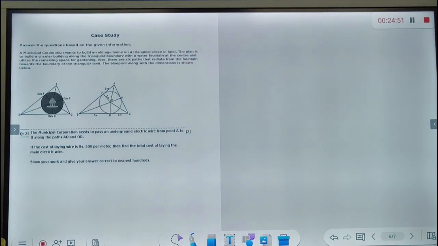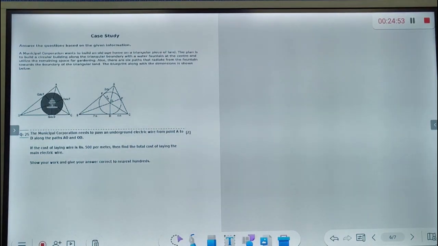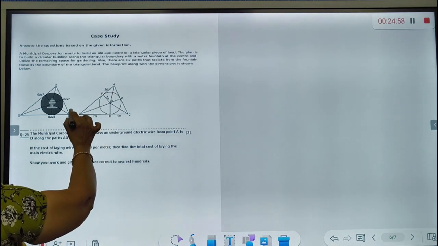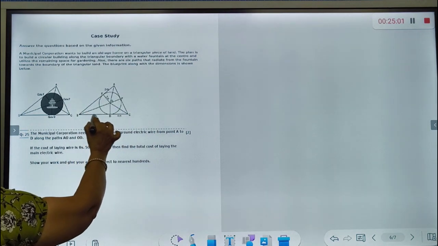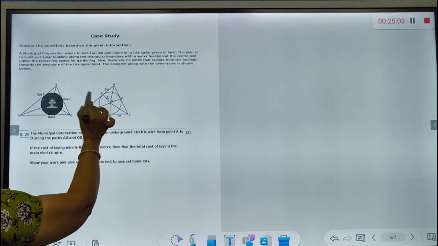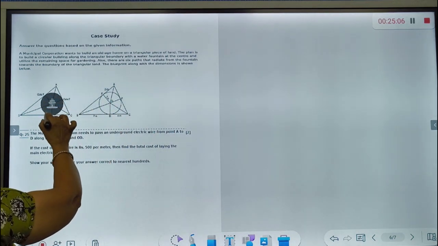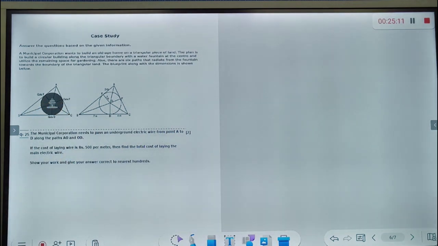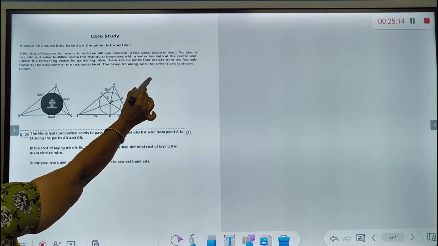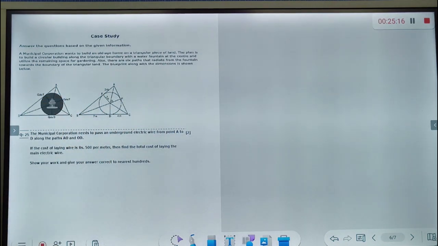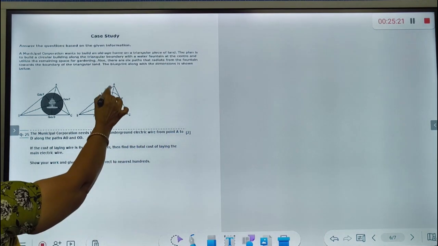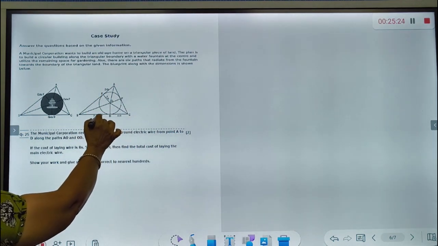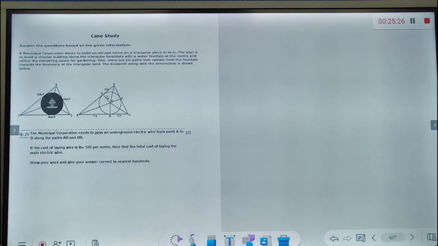Let's look at the following case study. A municipal corporation wants to build an old age home, and it is on a triangular piece of land. The plan is to have a circular building inside, with a water fountain at the center of the circle, and utilize the remaining area for gardening. Also, there are 6 paths that radiate from the fountain, 1, 2, 3, 4, 5, 6, to the boundary of the land.